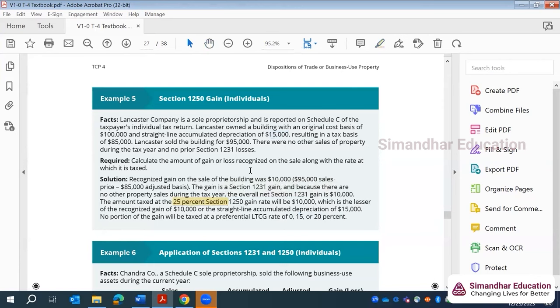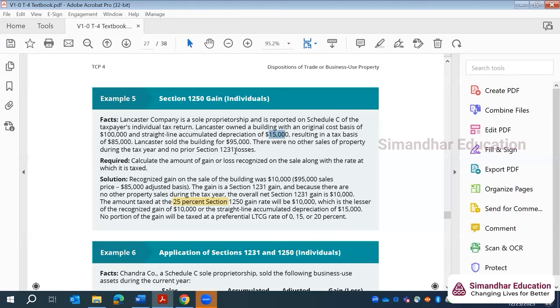What does it say? The lesser of the accumulated depreciation or the gain recognized. If I simply change the sale price of the building to $105,000, the gain that I will recognize is $20,000 and my accumulated depreciation is $15,000. So which is lesser here? Obviously, the depreciation amount is lesser than the gain that I have recognized.